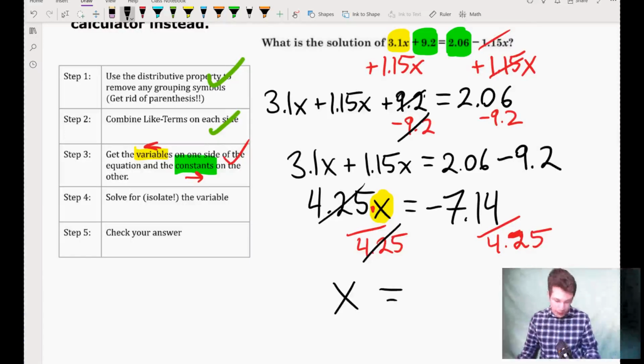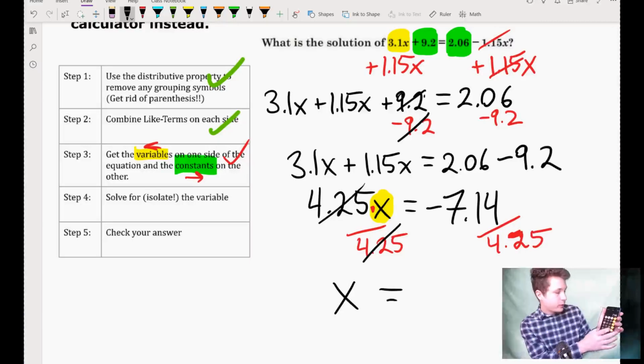And now I need to take my calculator. And don't forget the negative. To do it on an iPhone calculator, by the way, 7.14, you type it in and then you hit this little plus minus button. That makes it a negative. So that's negative 7.14 divided by 4.2. I got negative 1.7.